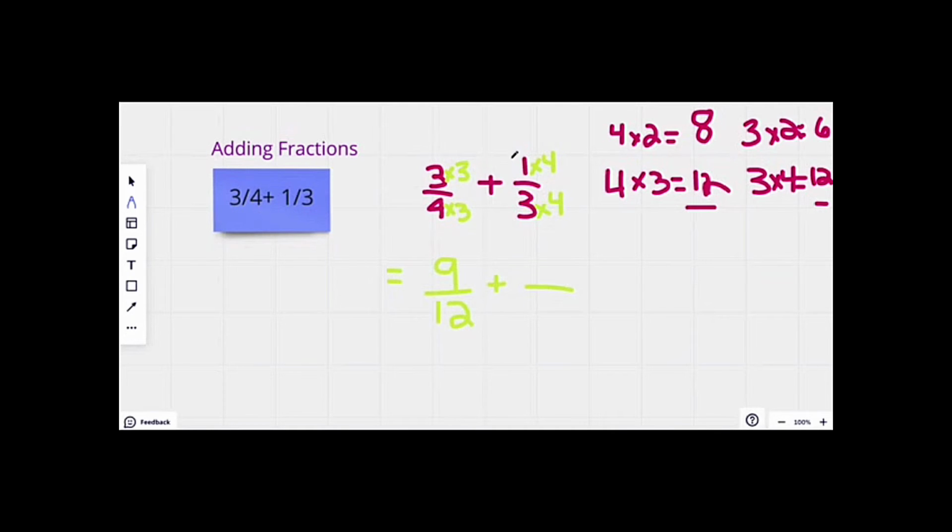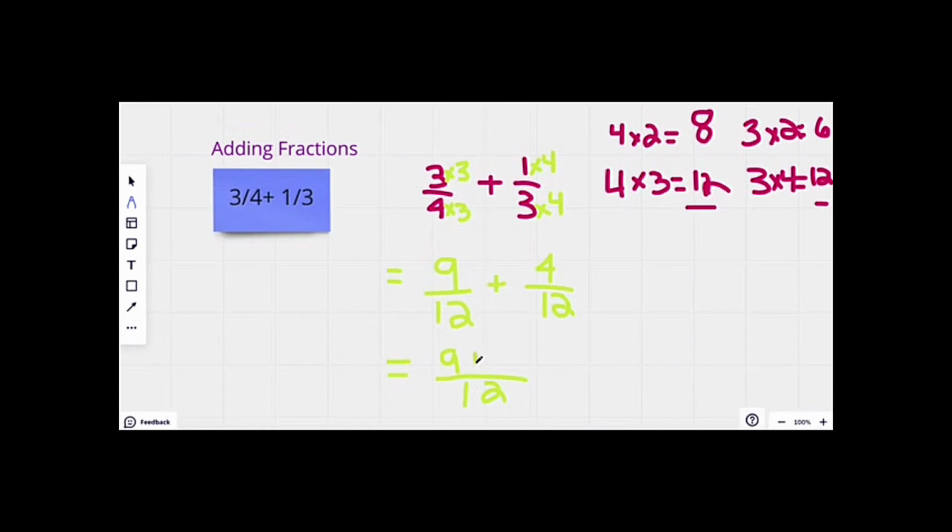Okay. 4 times 1 is 4. And 3 times 4 is 12. So we got what we wanted. We have the same denominator now, which means we are ready to add. So now we make our big line, put our 12 in the bottom, and now we can add the top.